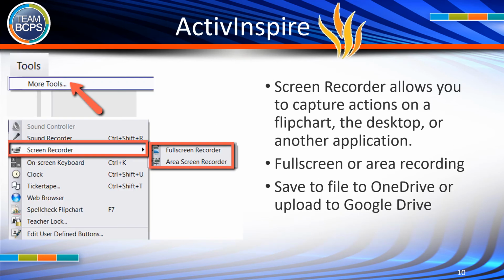ActiveInspire has a screen recorder that is a built-in feature of the program and can record your actions on a flip chart, the desktop, or another application you are using. Prior to recording, you can select the area that you want to record, whether it is the full screen or just a specific portion of the screen. After you make that selection, you'll be prompted to save your recording in a specific location, like OneDrive. If you prefer, you can upload the final recording to Google Drive to share with your students.